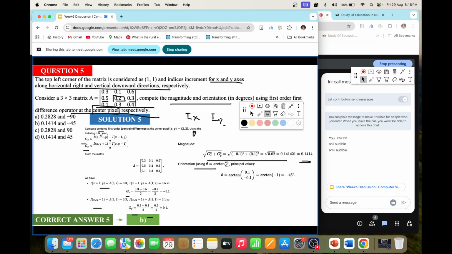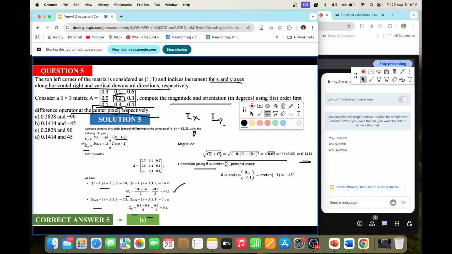So 2 plus 1 comma y. So 2 plus 1 is 3, 2. So 3, 2 is 0.3. Similarly, x minus 1 comma y, that means 1, 2. So 1, 2 is this 0.1. So 0.3 minus 0.1 divided by 2. Sorry, 0.1 minus 0.3 divided by 2.